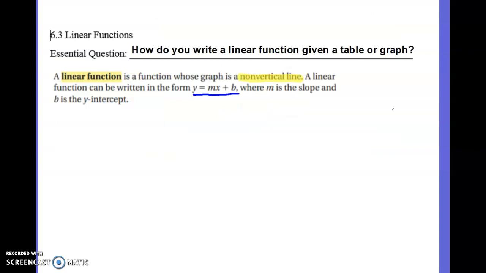So let's revisit our essential question. How do you write a linear function given a table or graph? Think about some of the examples that we went over today. How would you explain to somebody how to write a linear function if you're given a table? How would you explain those steps when given a graph? Go ahead and take a few minutes to answer this essential question in your summary section.